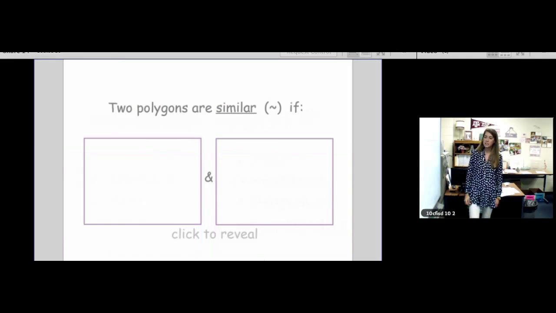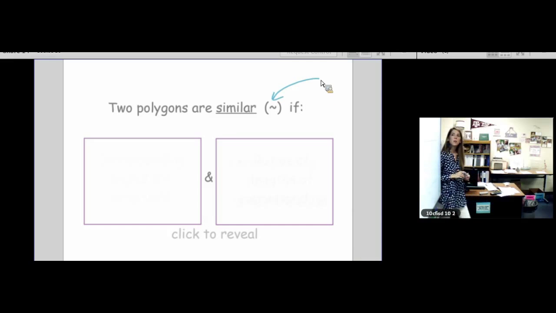Okay, this is the most important slide of the whole day. This is what you need to have in your notes. This is how we know if two polygons are similar. You're going to use this every day of the unit. This is really the biggest thing of the whole unit that you need to know. Now, take a look at this. I added that kind of without announcing it. That is the symbol for similar.